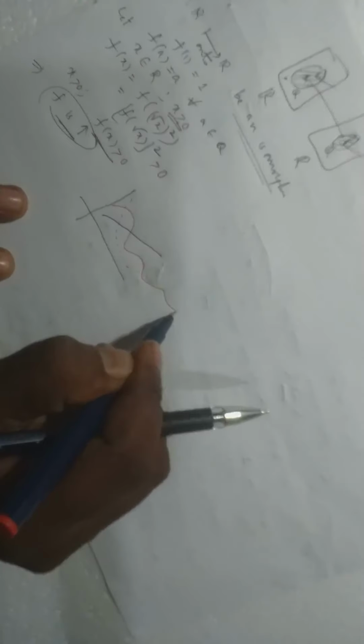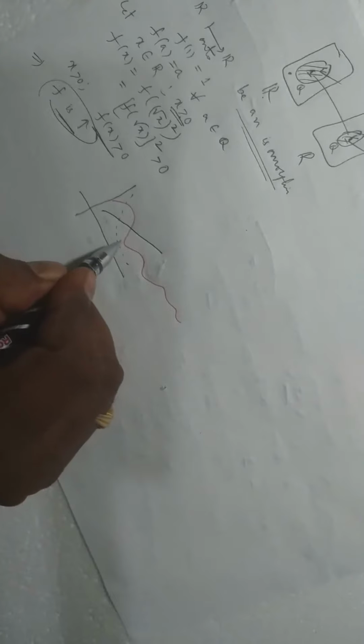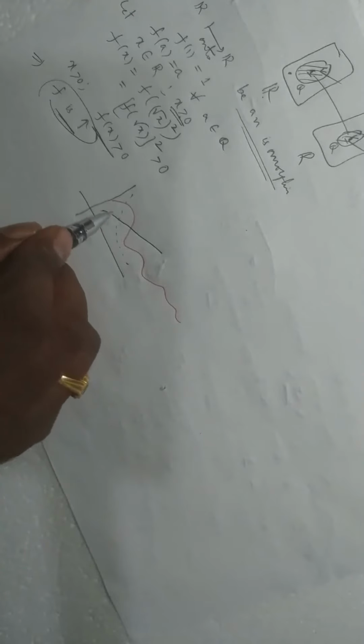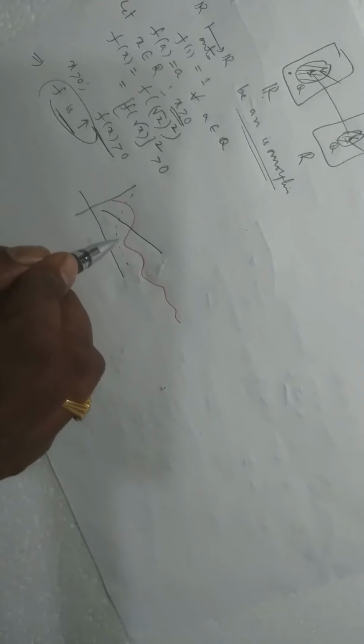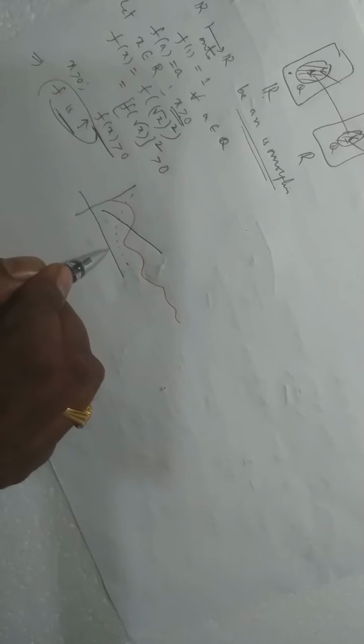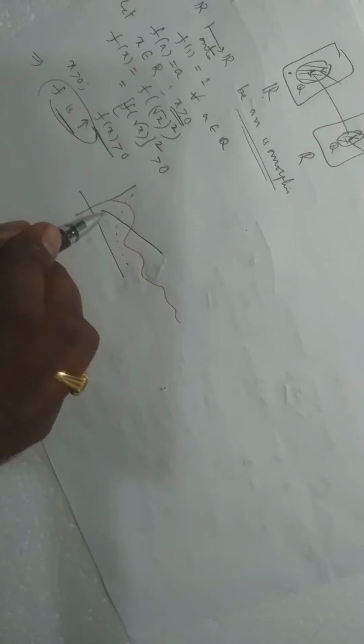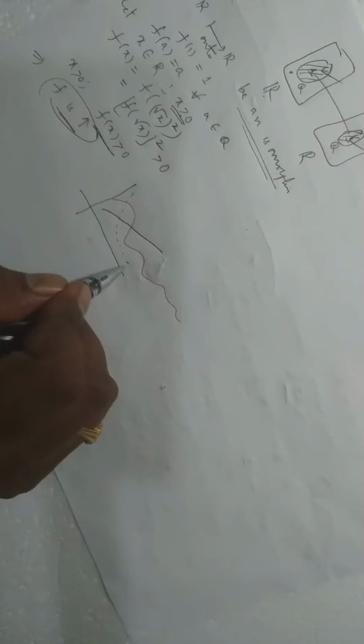It cannot go in this way, because this is not onto, this is not 1-1. Is it clear? So that cannot happen. Either it should go in this way or else it should come in this way.